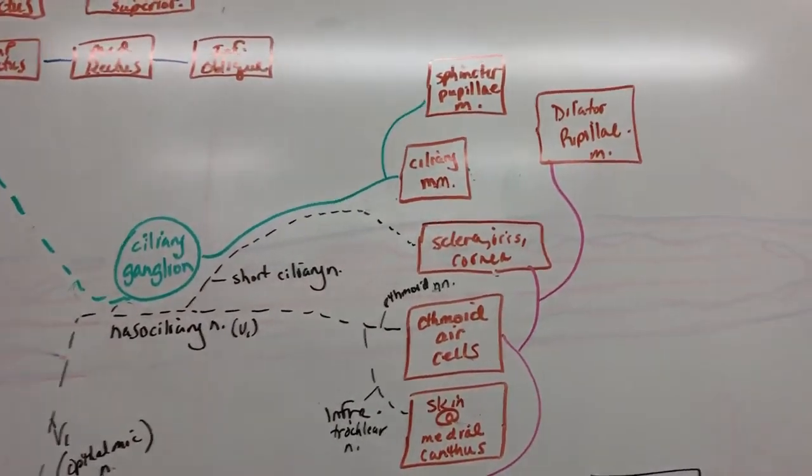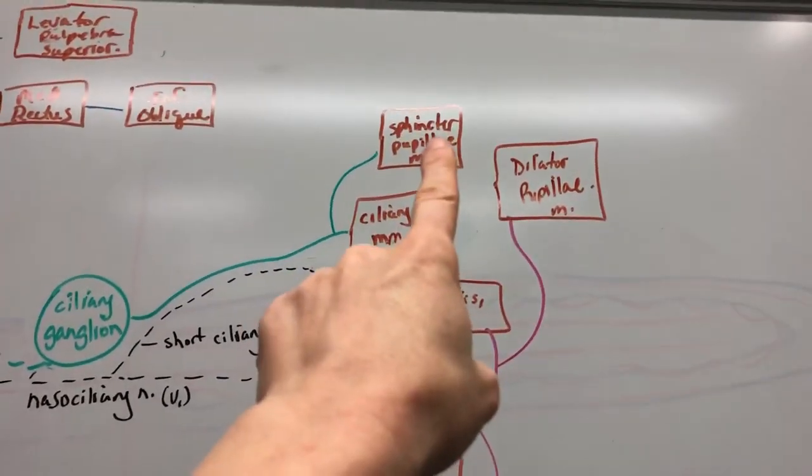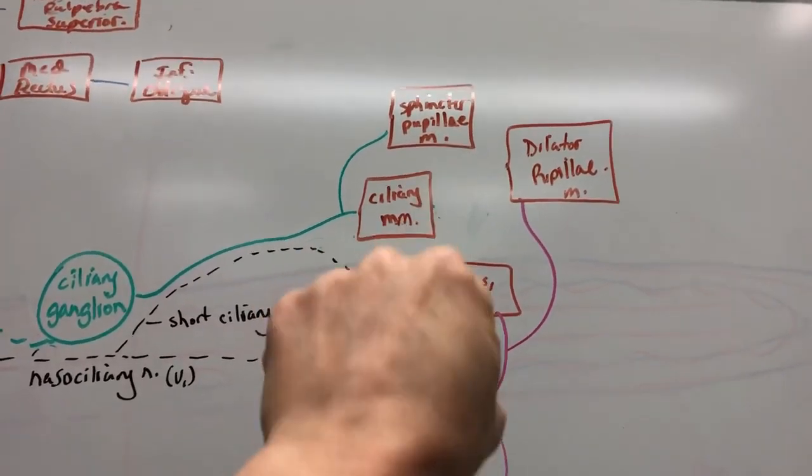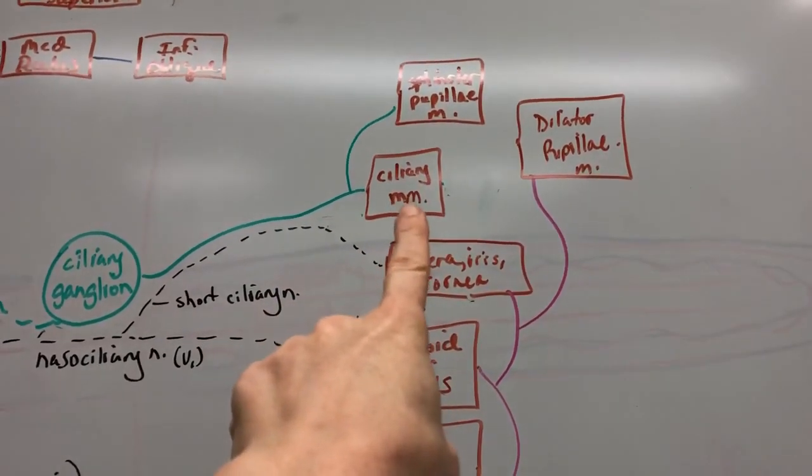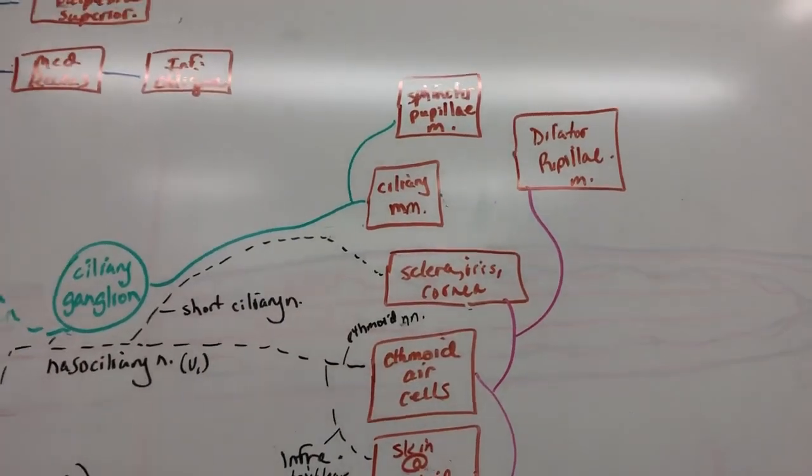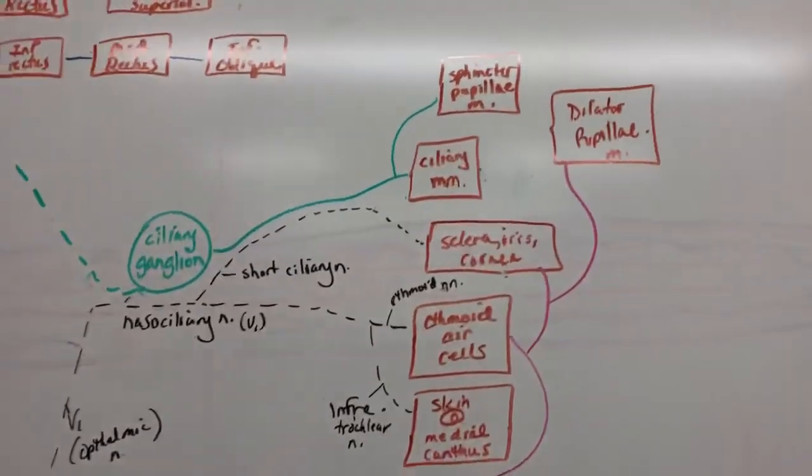A lesion of this would result in mydriasis, wide-eyed, we're letting in too much light, or cycloplegia, where we could not change the shape of the lens and we lose our accommodation.